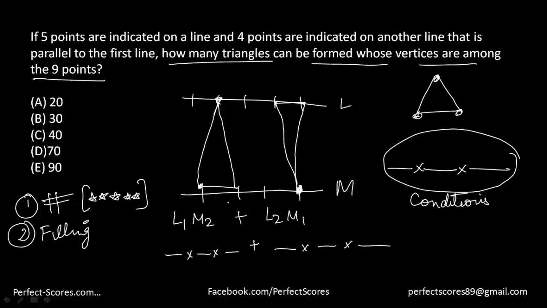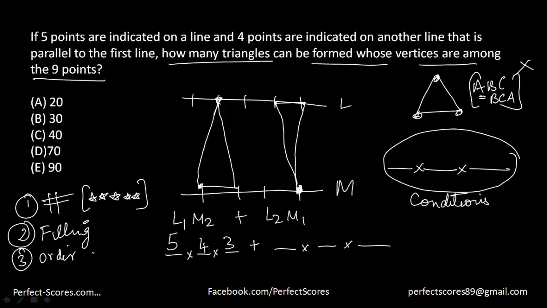So how can I choose 1 point out of 5 points? 5 ways. And how many ways can I choose 1 point out of 4 points? 4 ways. And out of the next 3 points? 3 ways. Now I have to ask myself a question here: does the order matter? Is triangle ABC equal to triangle BCA? Yes, it is. That means the order does not matter at all.